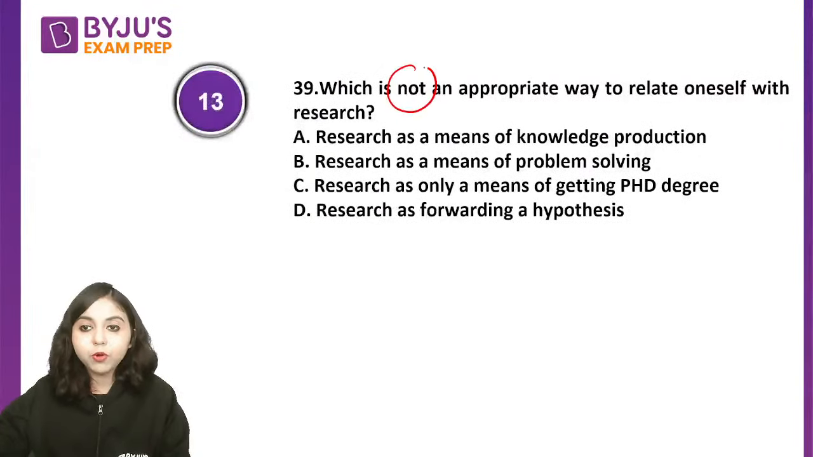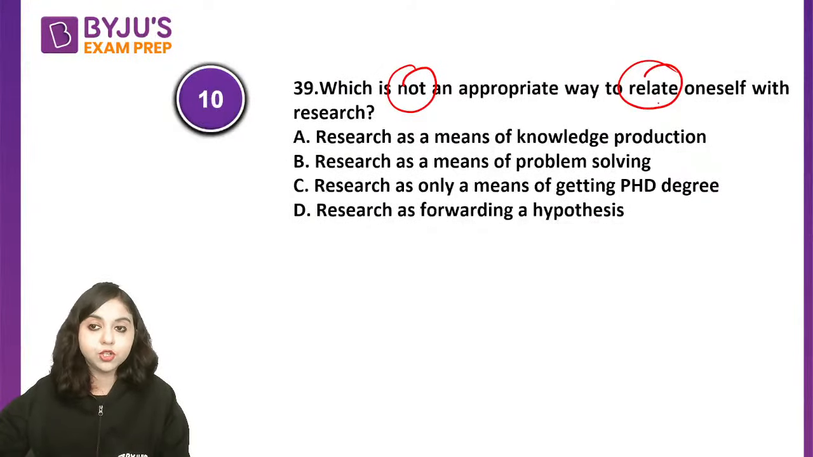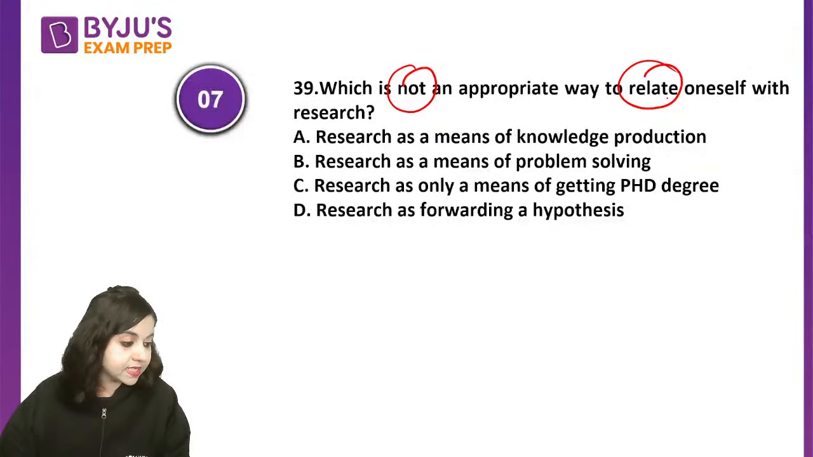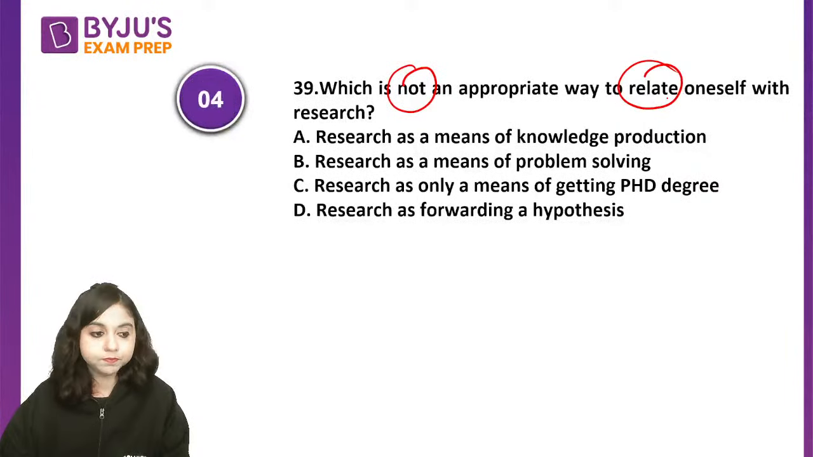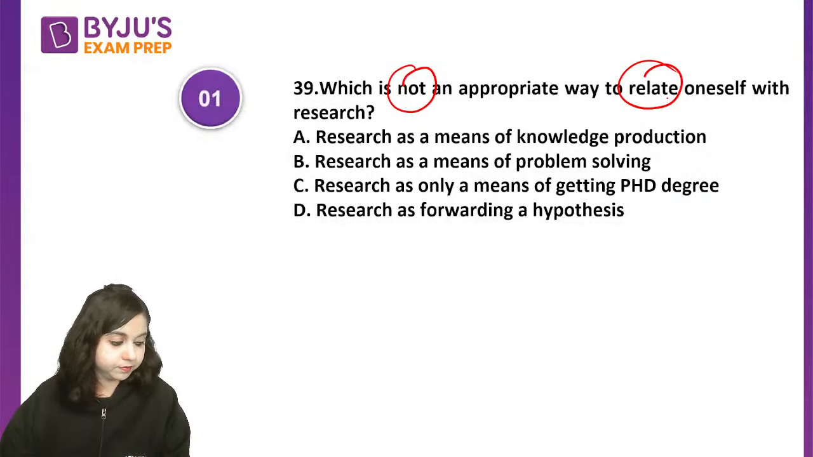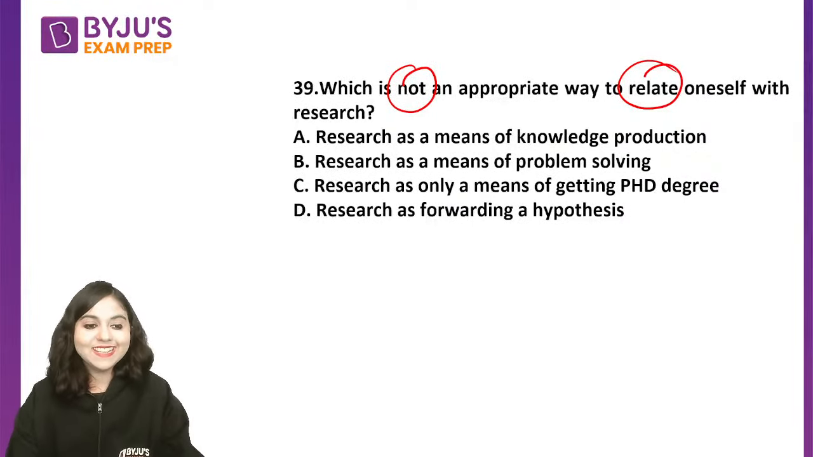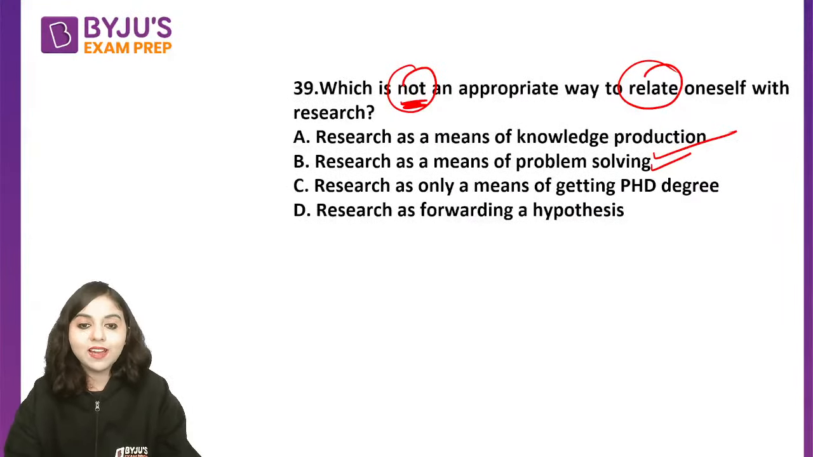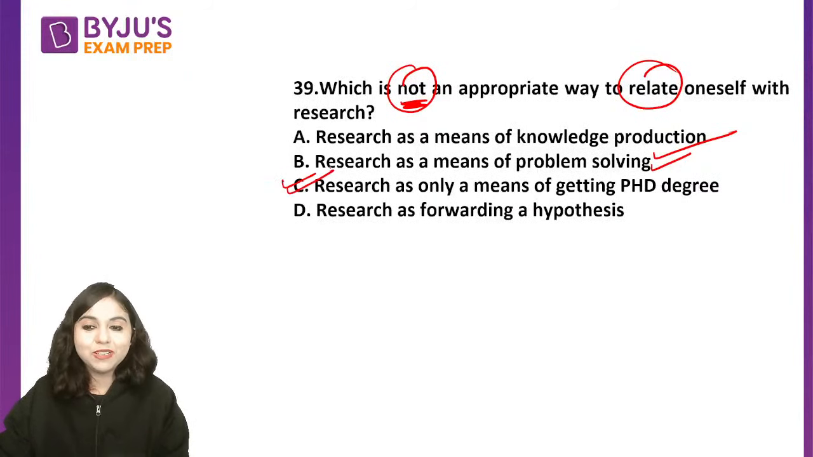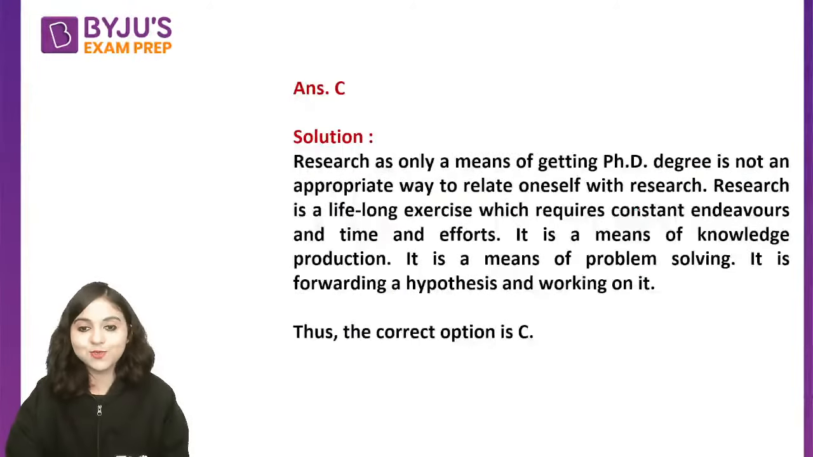Which is not an appropriate way to relate oneself with research? What is the correct answer here? Yes, Sharmila and everybody is right. Research is a means of knowledge production, solving problems. Research as only a means of getting a PhD degree, so I know that all of us would be having that in mind, but that's not appropriate. As forwarding a hypothesis, that's true.